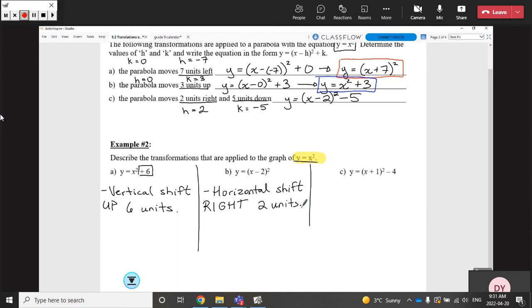And okay, have a look at this one. We got more than one translation in here. We have x plus 1, right? So this is going to be one of them. And then we have this minus 4 at the end here. So very much the opposite of the previous two. We have x plus 1 squared. So we know that is a horizontal shift to the left, 1 unit.